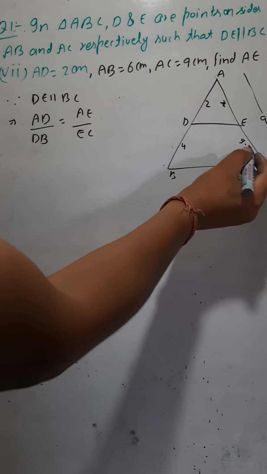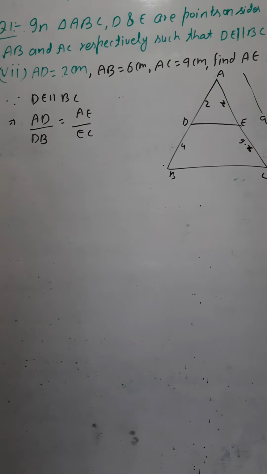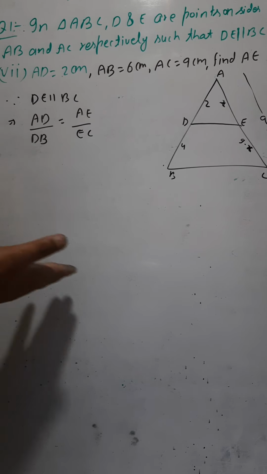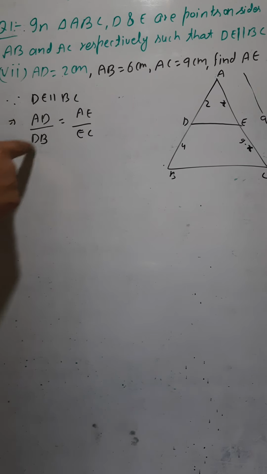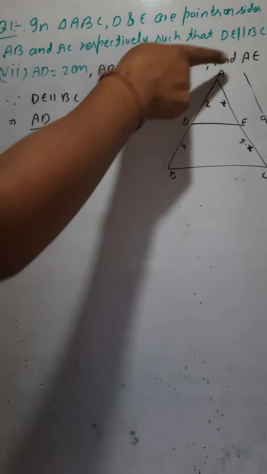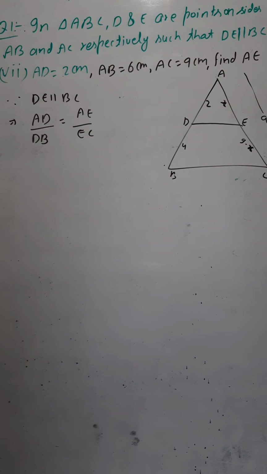So you would write here 9 minus X. Are you getting this? Now just put the values here, you will get the value of X. AD is how much? 2. So it would be 2 by 4 equals X by 9 minus X. Just cross multiply, you would get the value of X. And X is AE, so you have to find out AE. You can try to find it yourself.